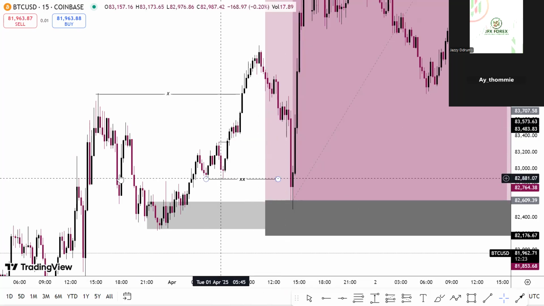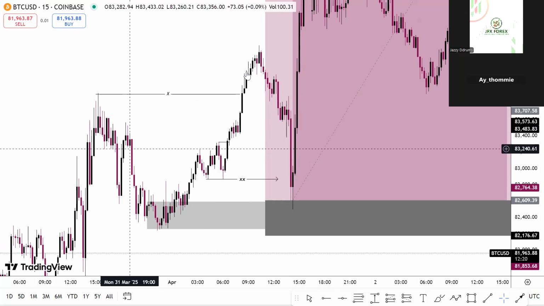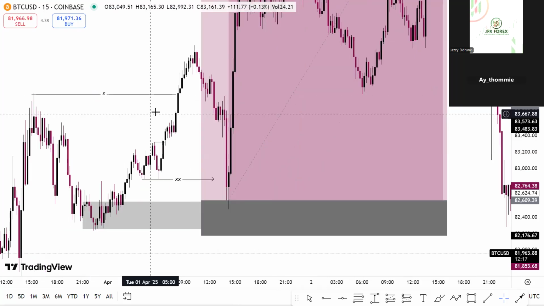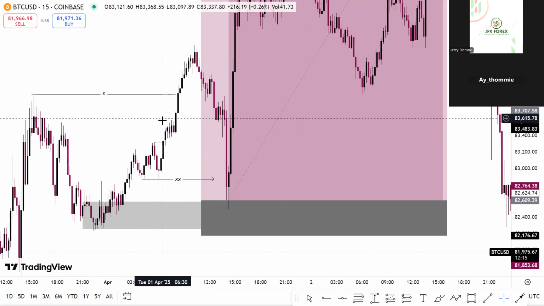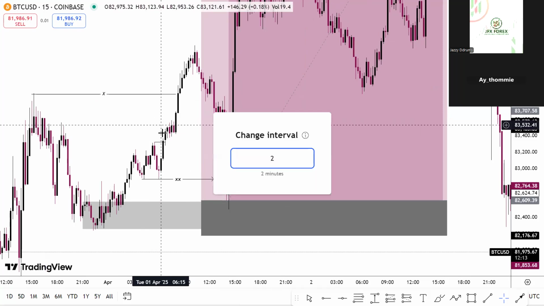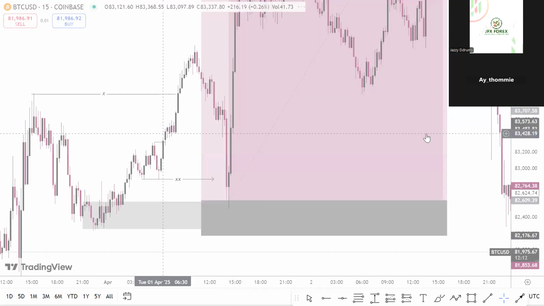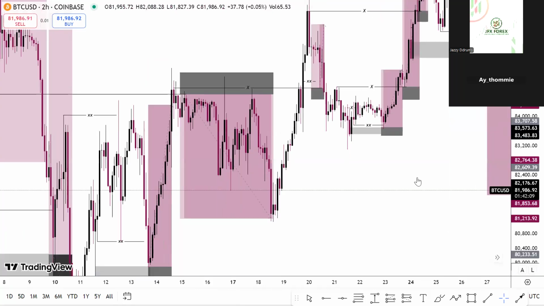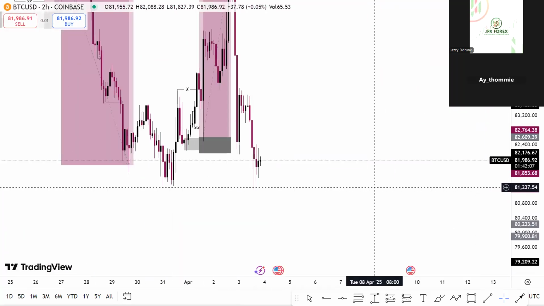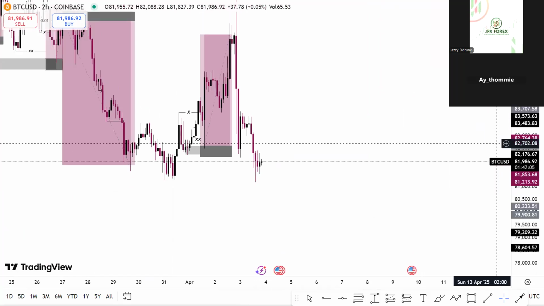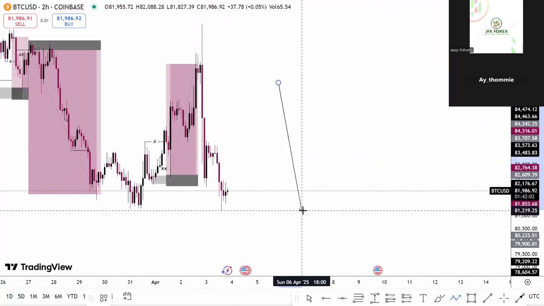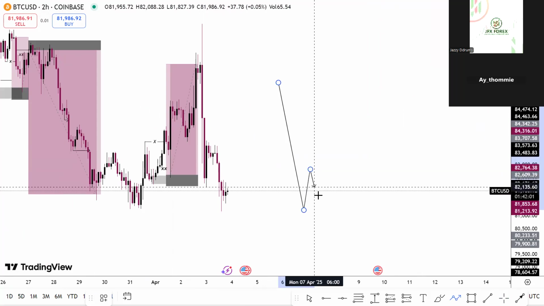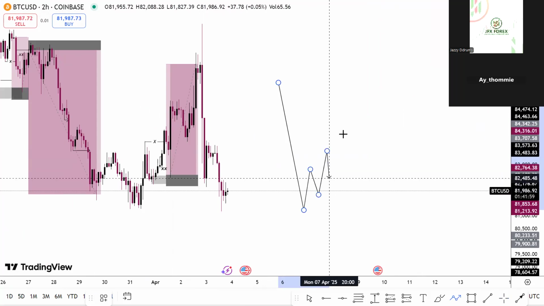Now, the inducement is where, how do I explain it? Let me go back to 2 hours so that I will show you what the inducement we talked about last time. Where's that diagram? Okay, I think I've closed it. Let me draw it back. The inducement is this, the first pullback.